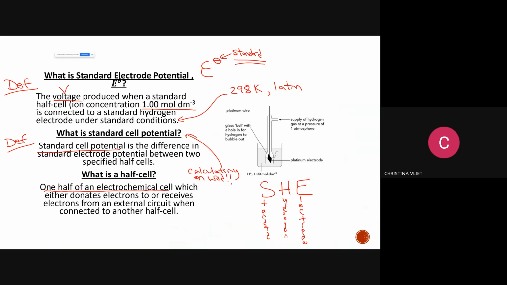What is in this half cell? 1 molarity H plus. H plus. Where did we get that from? No. Some kind of strong acid. That's 1 molarity. You're not going to have 1 molarity H plus in water. You're going to have 10 to the negative 7 molarity H plus, won't you? Because of pH. You need a strong acid.